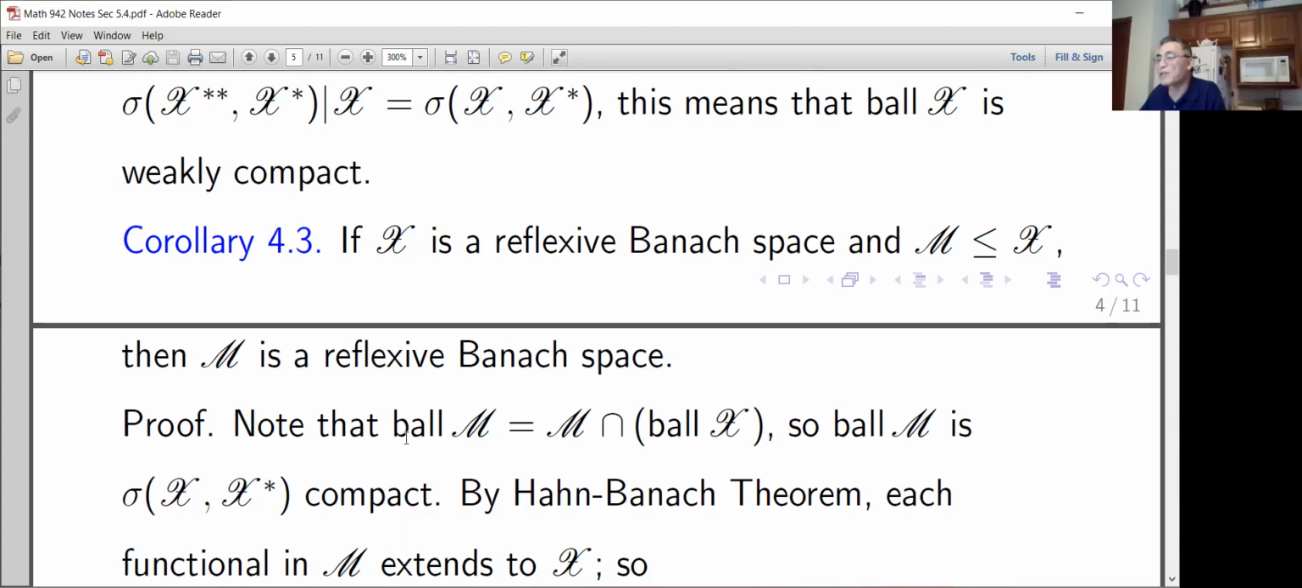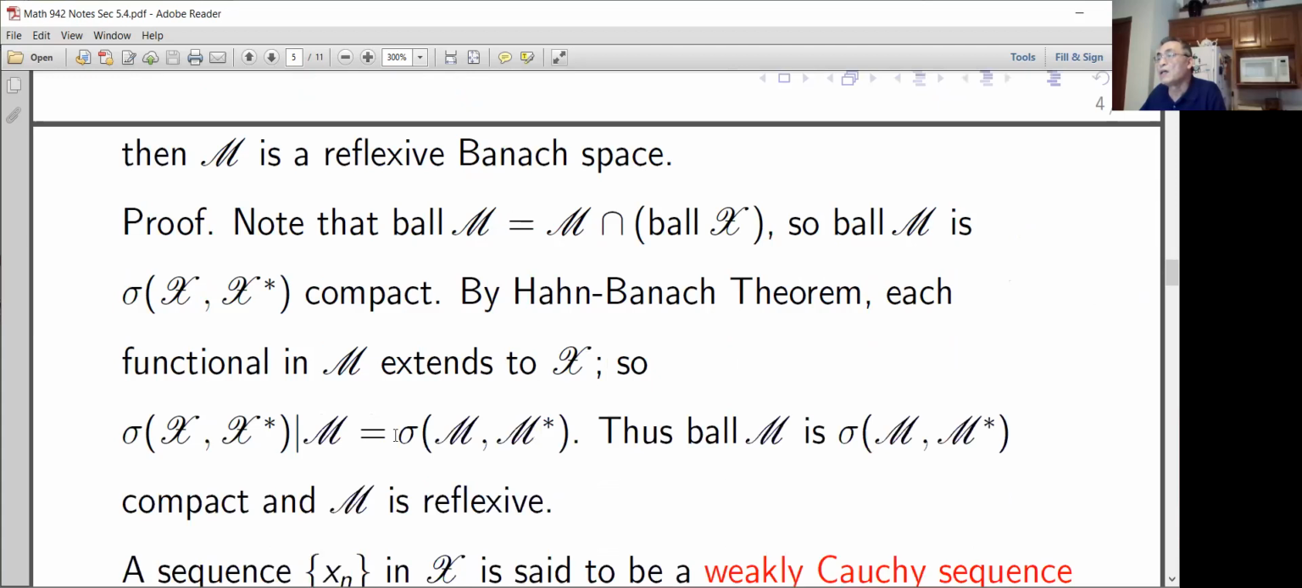The proof is short. The ball of M is just M intersected with this. So the ball of M is sigma(X, X star) compact, because this is a closed set intersected with a compact set. A closed subset of a compact set is compact.